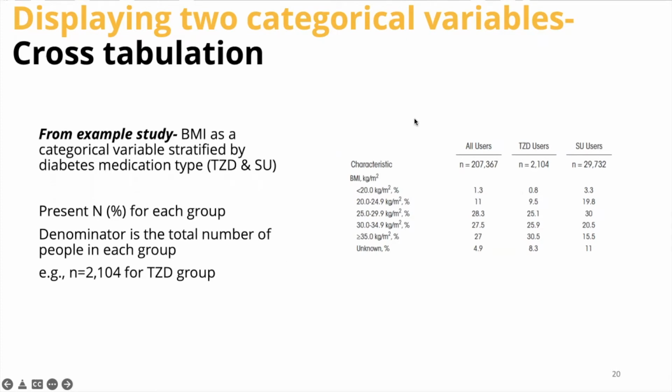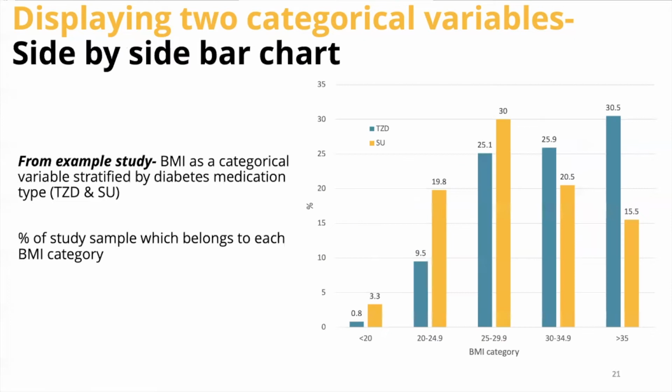So these cross tabulations again can be done in whatever statistical software program you're going to use. This is very similar to what we described previously. You can also display two categorical variables using a side-by-side bar chart. So from our example study, as I mentioned, we can display categorical BMI according to the type of diabetes medication they're taking.